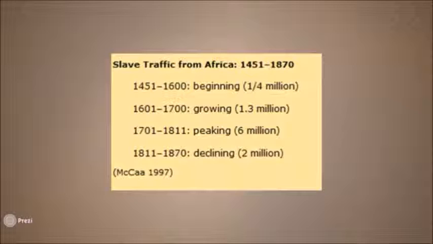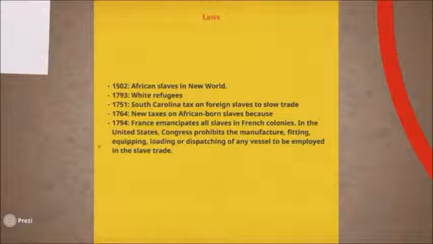With this being said, Georgia is taking over from here and is talking about several laws which were passed over the years. It all started in 1502, when the first reported African slaves came into the New World, also known as America. In 1793, hundreds of white refugees came into the United States ports, fleeing the insurrection in Santo Domingo.